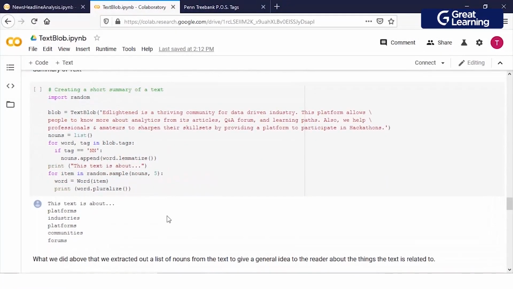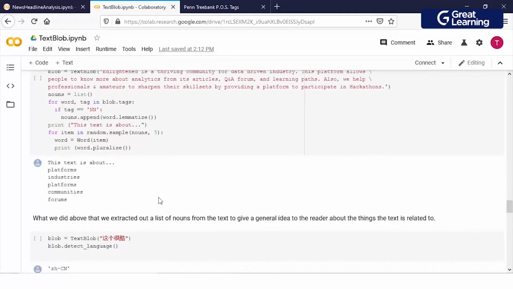Creating a short summary of text. You can see the summary of text is here. You can create a short summary. So in the short summary, I have written a simple word tag in blog tags. The keywords are: the text is about platforms, industries, platforms. You can see platforms has come back twice. Communities, forums. So the word platform has come back twice. You can create short summaries.